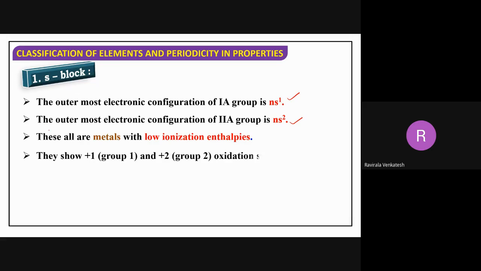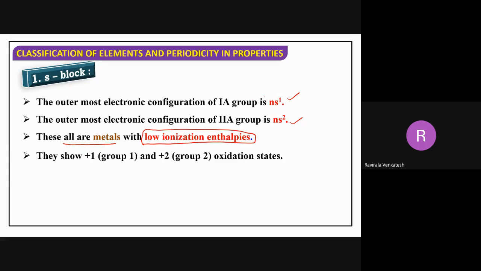Now, some important points about the S-block elements, some important properties. All are metals. I told you all are what? Metals only. And they have very low ionization enthalpy. Now, what is the meaning of low ionization enthalpy? First of all, low means everyone knows that. Now, what is the meaning of ionization enthalpy? Ionization enthalpy means the amount of energy required to remove the outermost electron.